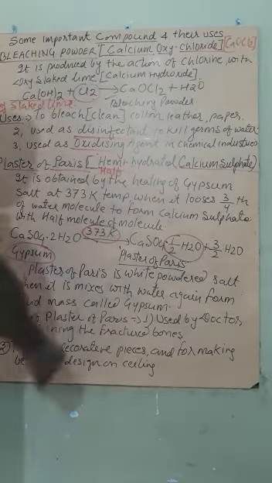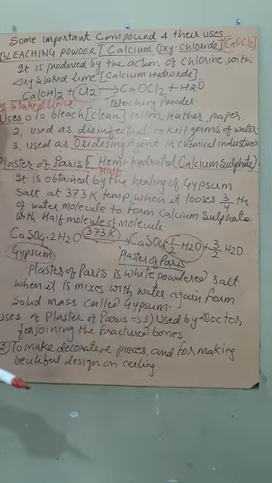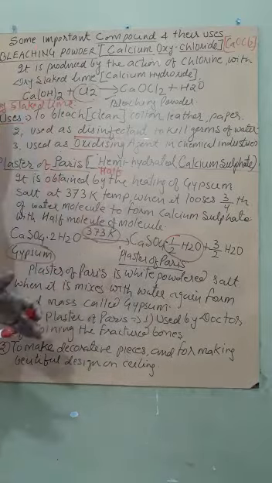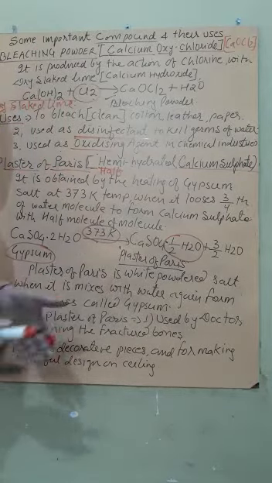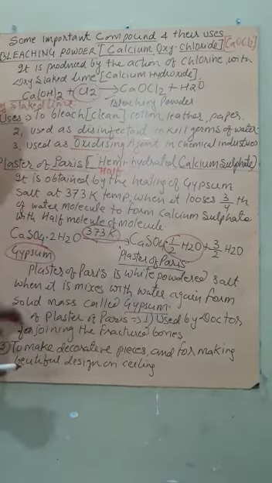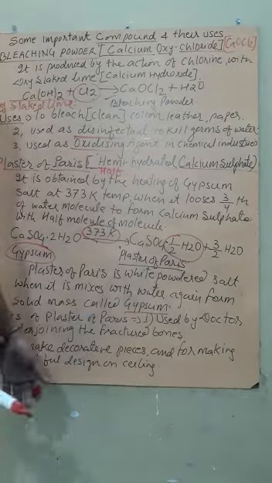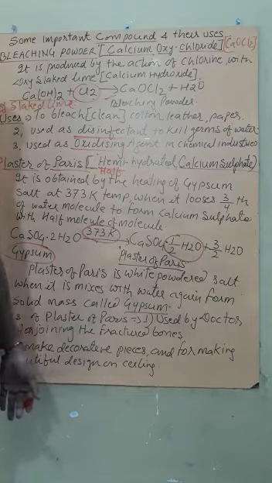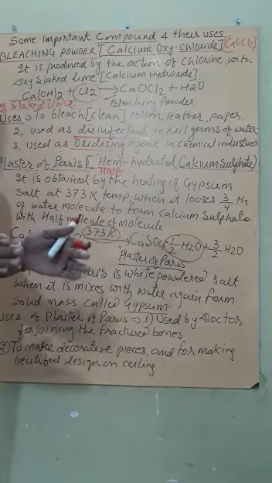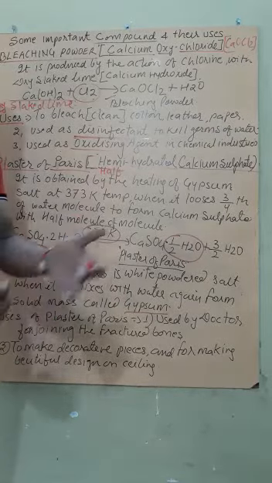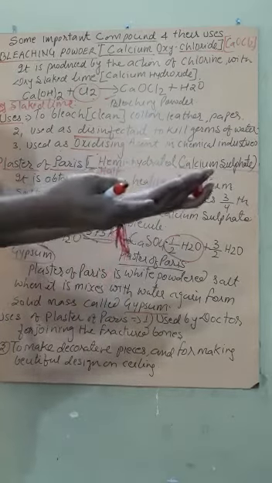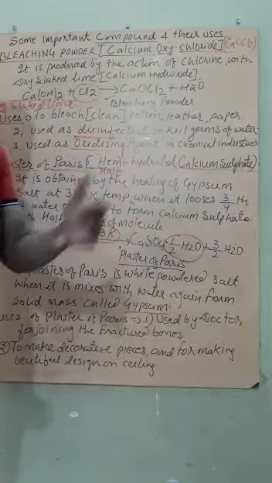Plaster of Paris is a white powdered salt. When it is mixed with water, it again becomes hard and converts again into gypsum. Uses: you know, doctors use it for bone fractures to support the bone. Actually, when plaster of Paris and water are mixed, it immediately becomes hard, and due to this hardness, it gives support to the fractured bone.